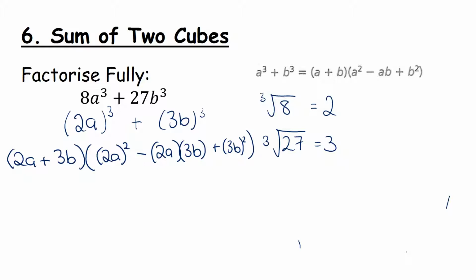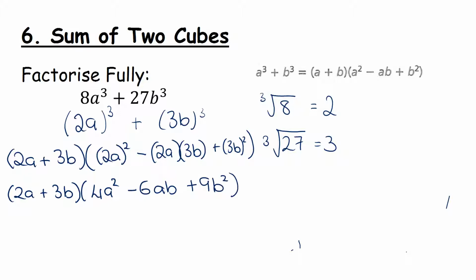So we need to clean this up. It's not enough to leave it like this. So 2a plus 3b. 2a squared gives me 4a squared. 2 by 3 gives me 6. a by b gives me ab. And 3b squared gives me plus 9b squared. And that's finished. Okay, so that is a sum of two cubes fully factorized.